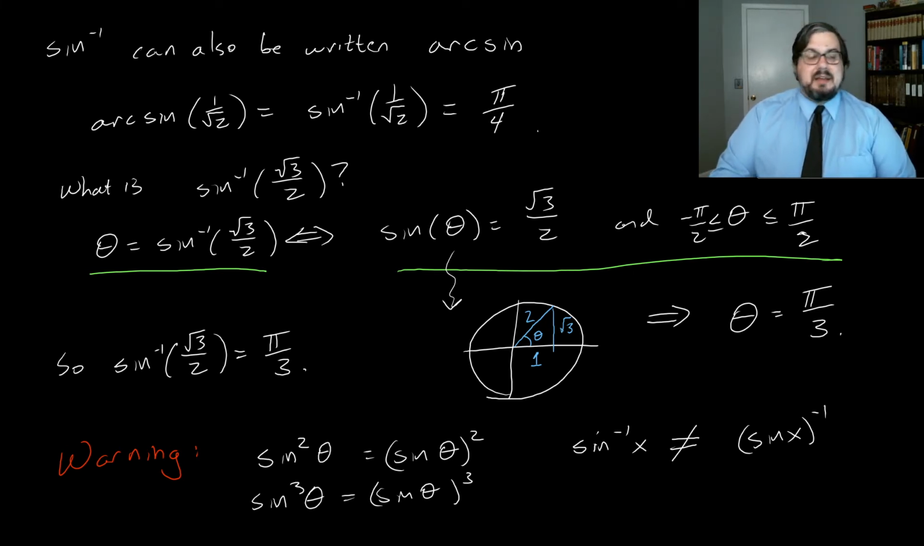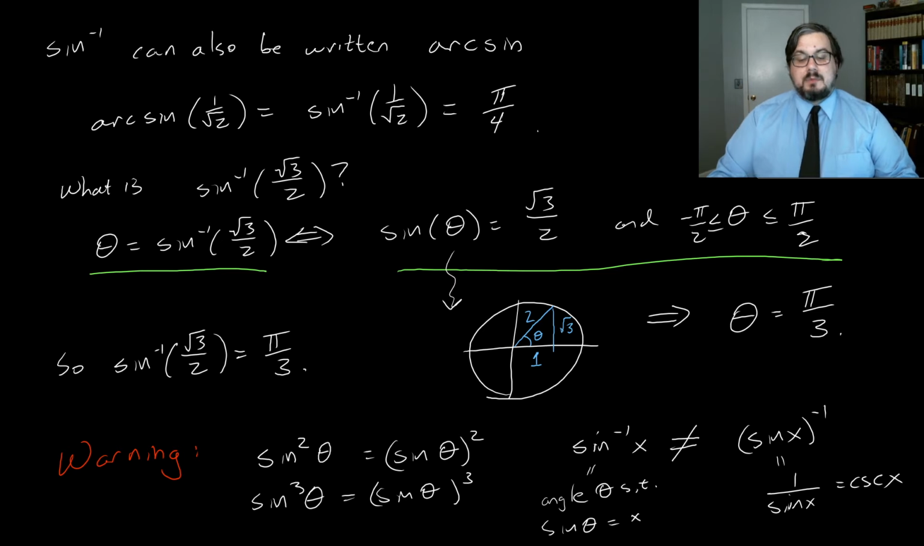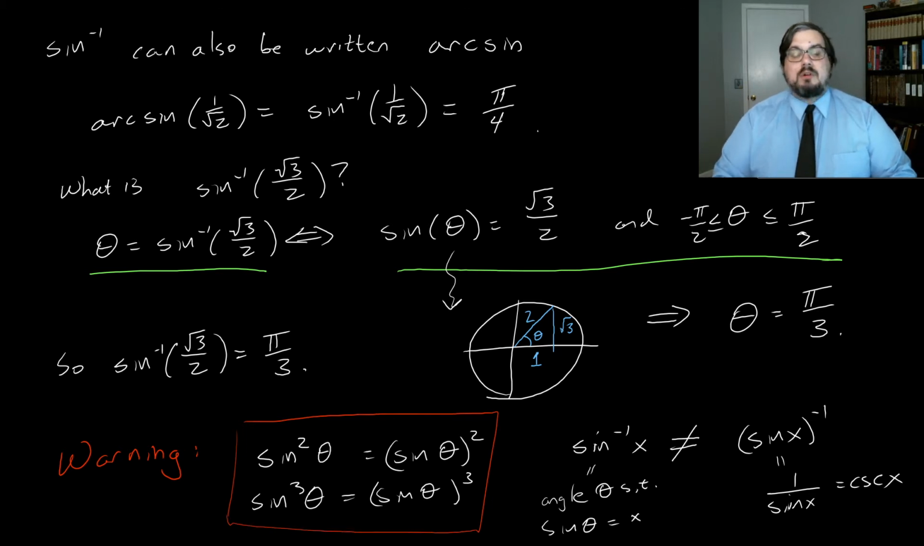Because the left-hand side here is the angle theta such that sine of theta equals x within quadrants 1 and 4, whereas this side over here is 1 over sine x, or another way of writing that would be cosecant x. The two expressions are not the same at all. So when we use the shorthand notation with the powers on the sine, cosine, tangent, etc. functions, those notations only apply for numbers that are not -1. They do apply to all numbers that aren't -1, but the -1 is special and is reserved for the inverse sine function.